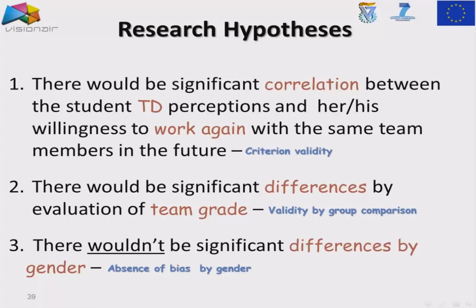We asked the students to evaluate the team grade they will get. They didn't know their grade. We asked them to evaluate what their grade will be, and we want to see if there are differences in transactional distance perceptions between those who evaluate a high grade and those who evaluate a low grade. And the third research question is to test if there are differences by gender, to check that there is no bias by gender.